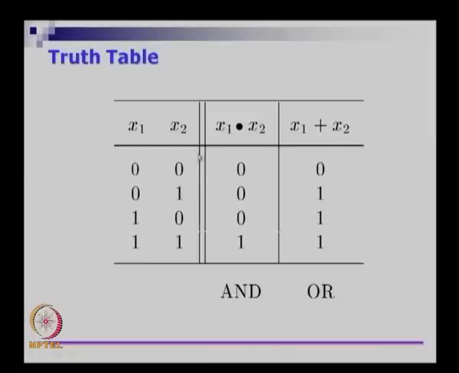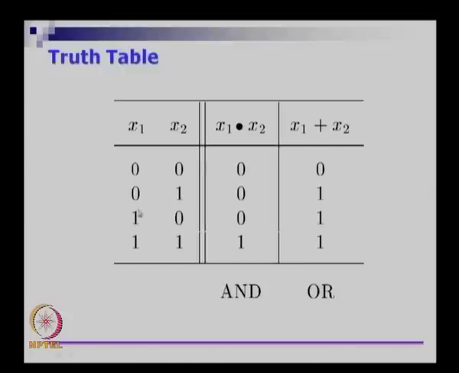Now let us look at what X1 and X2 gives. So this column is for X1 and X2, and this column is for X1 or X2. So if I want the logical AND function, then when X1 is on and when X2 is on, X1 and X2 is on.